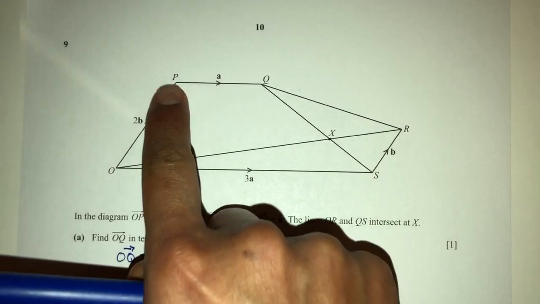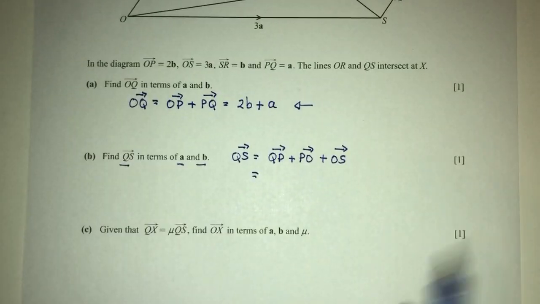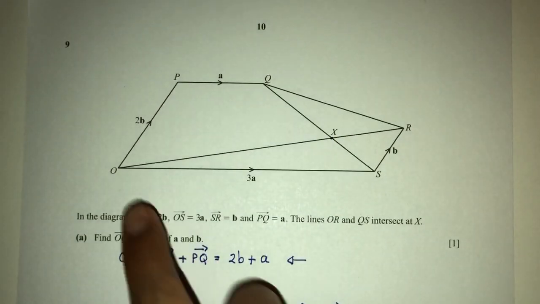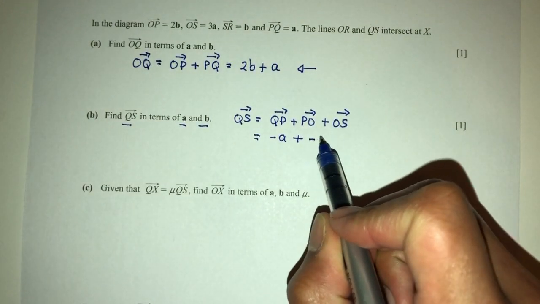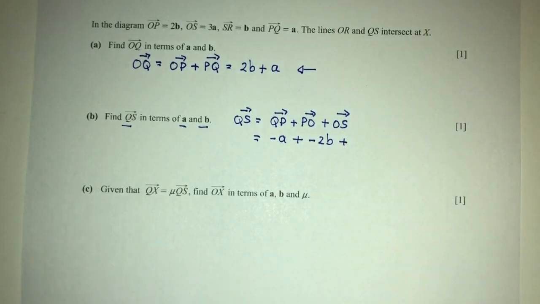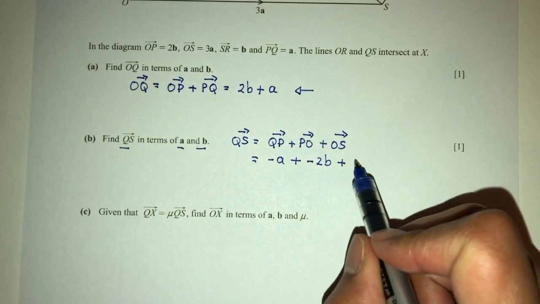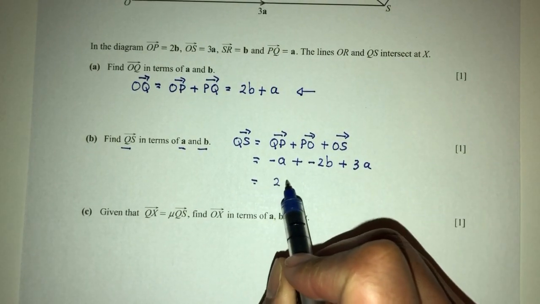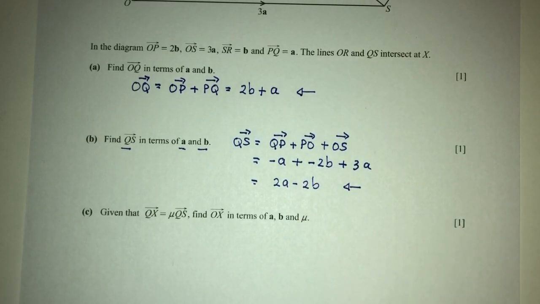Now, PQ is A, but QP will be the inverse direction. That should be minus A. Now, same thing. OP is 2B, now PO will be the inverse direction, that should be minus 2B. Now OS, as you can see, that will be 3A. Okay, so 3A minus A will be 2A minus 2B. That will be your answer for part B.